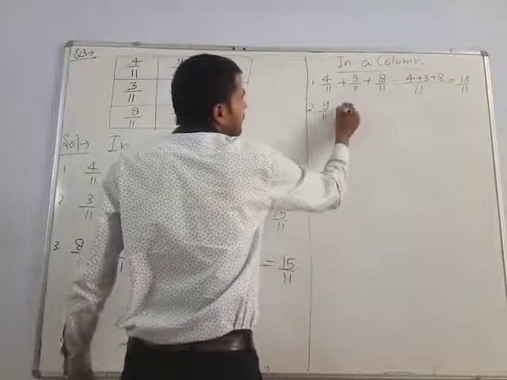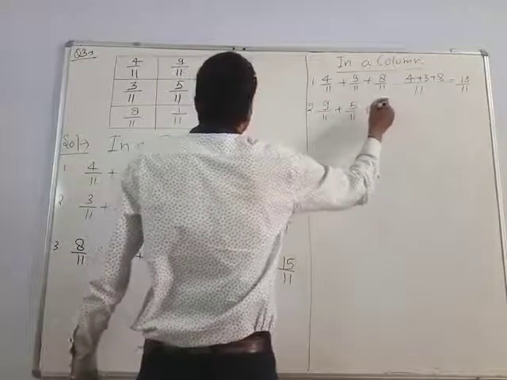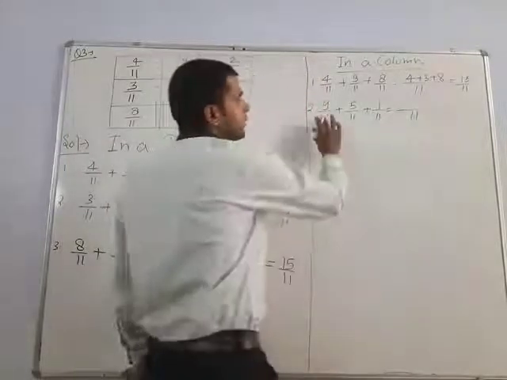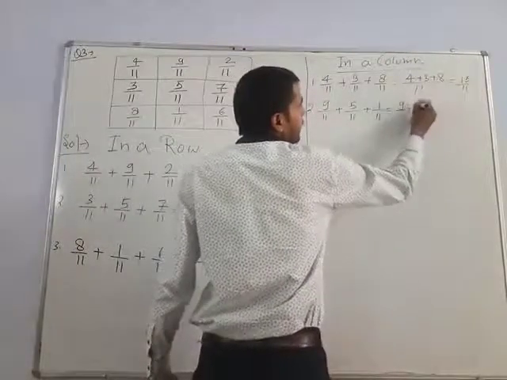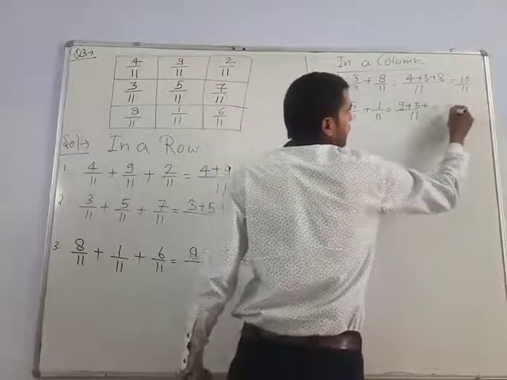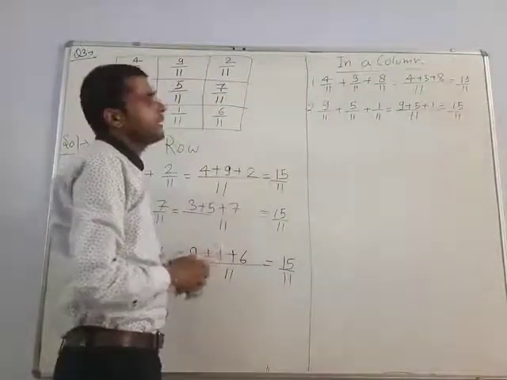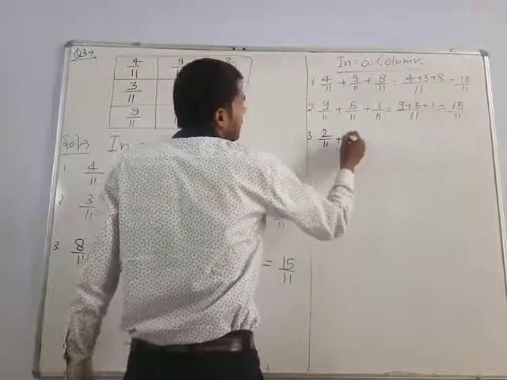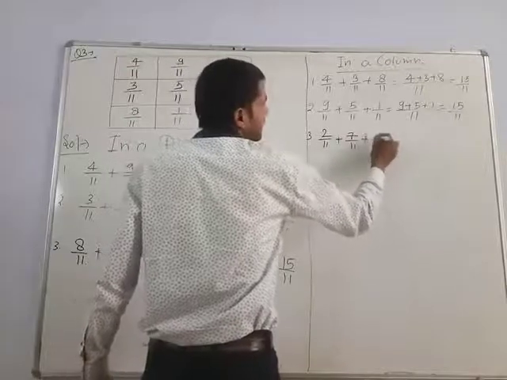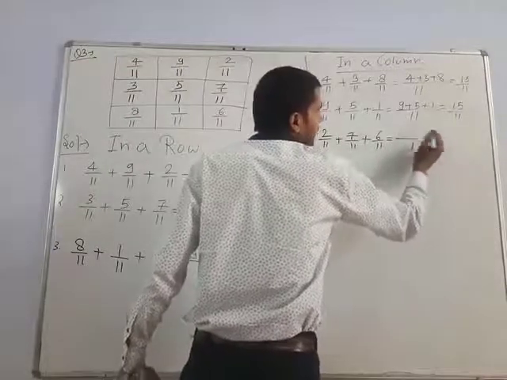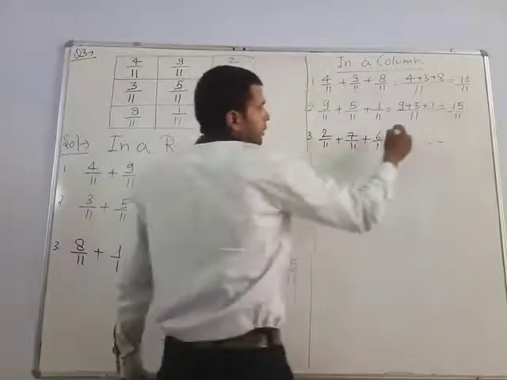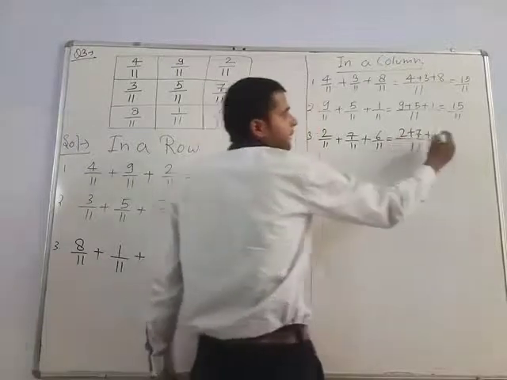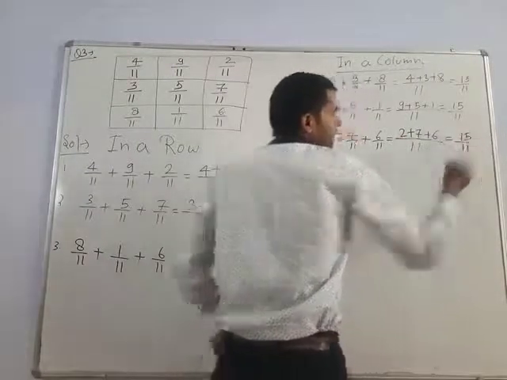Then second is 9 upon 11, 5 upon 11 and 1 upon 11. You take LCM 11 and add all the numerator values, 9 plus 5 plus 1, that is 15 upon 11. Right? Third is 2 upon 11 plus 7 upon 11 plus 6 upon 11. You take LCM 11 and add all numerator values, 2 plus 7 plus 6. 7 plus 2 is 9, 9 plus 6 is 15 upon 11.